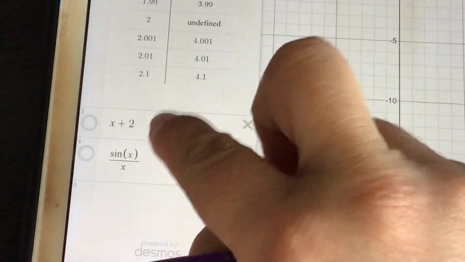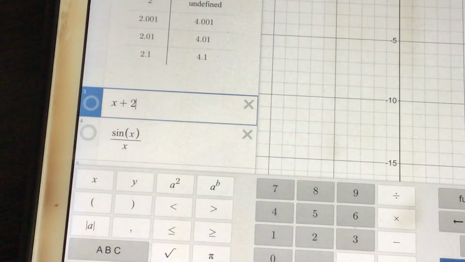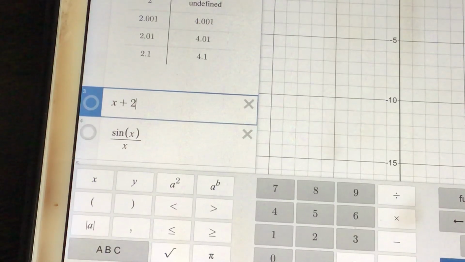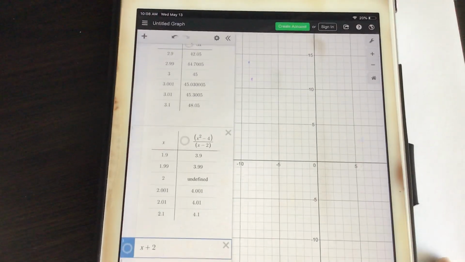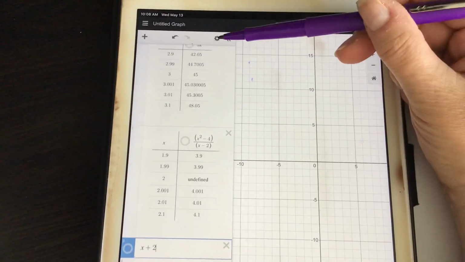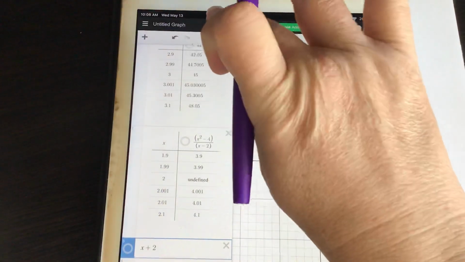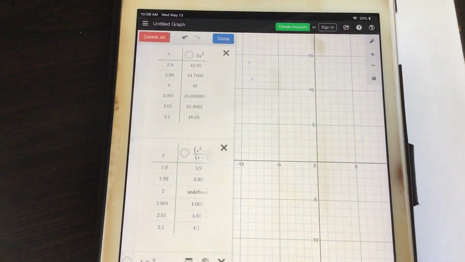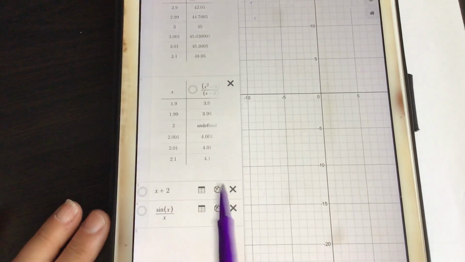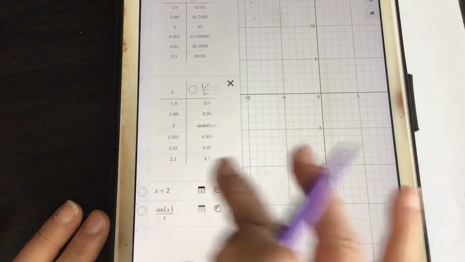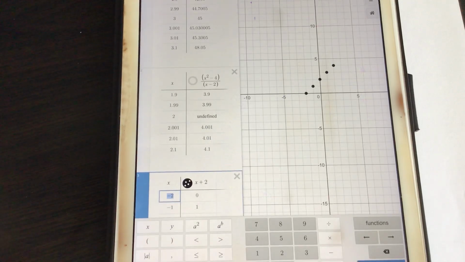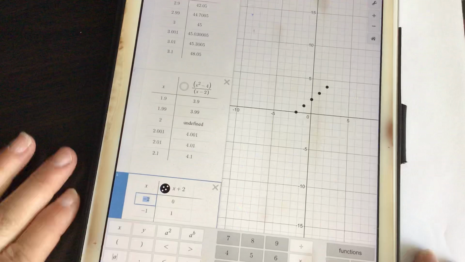In this right here, I just have the function put in for the next example. If I want to change this to a table, I'm just going to go up to this little wheel thing right here, and I'm going to touch it. Next to x plus 2, this is the function, and I can change this to a table. So I'm just going to touch that, and it gives me a table. All right, so that's how that worked.